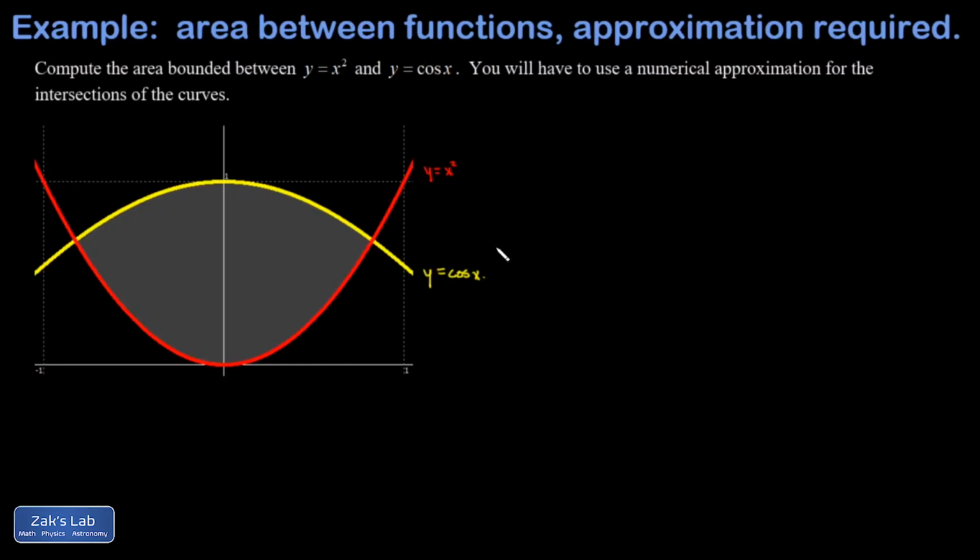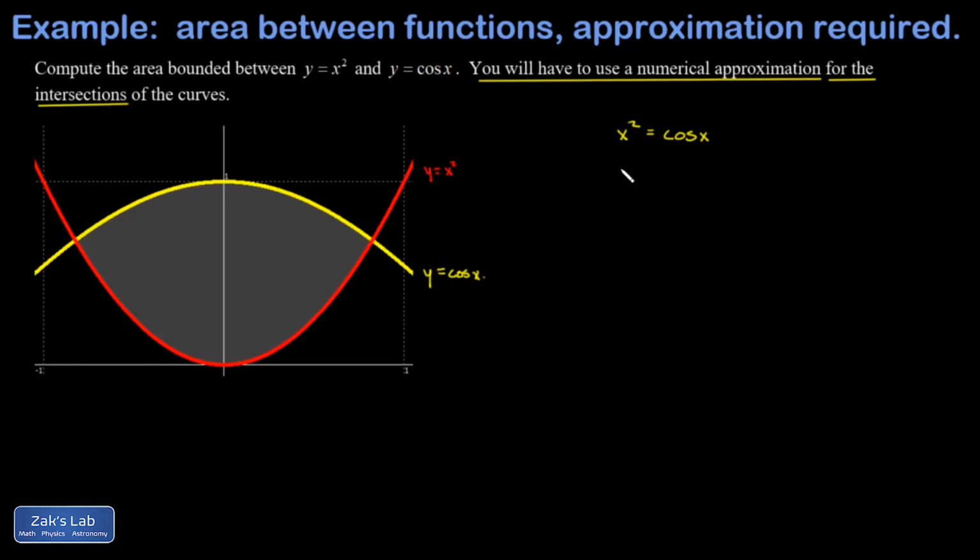And interestingly, we're told in the problem you will have to use a numerical approximation for the intersections of the curves. And the issue there is that if we algebraically search for these intersections, we would set the two y values equal to each other and ask, what's the value of x when the two y values are equal? And this equation has no analytical solutions.